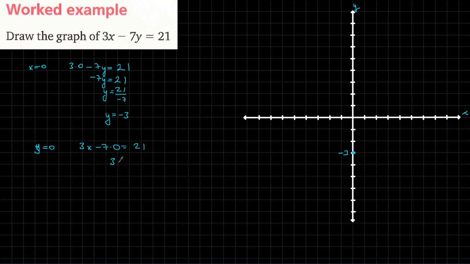3x is equal to 21, x is equal to 21 divided by 3, x is equal to 7. So x is equal to 7, I'm finding the value 1, 2, 3, 4, 5, 6, 7. Here is x is equal to 7. This is the second point. Now I'm going to connect these 2 points and draw the line. Here I'm going to choose like this also, that's going to help me.